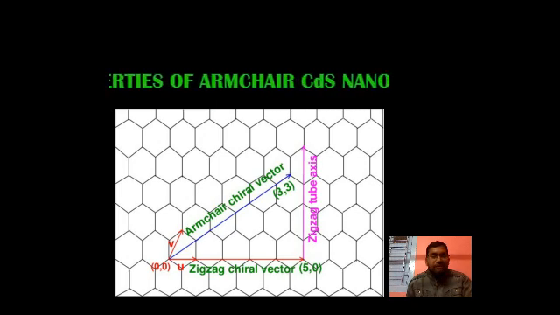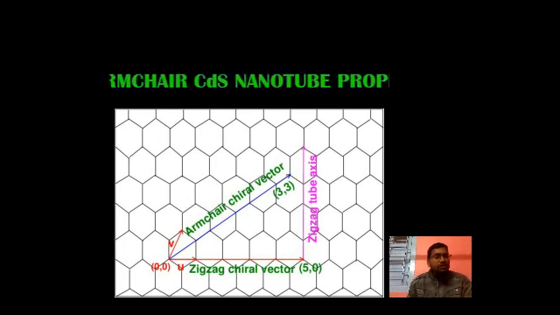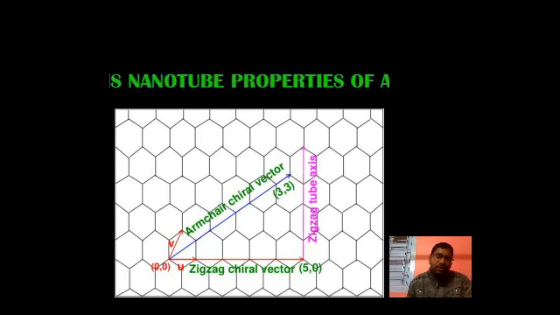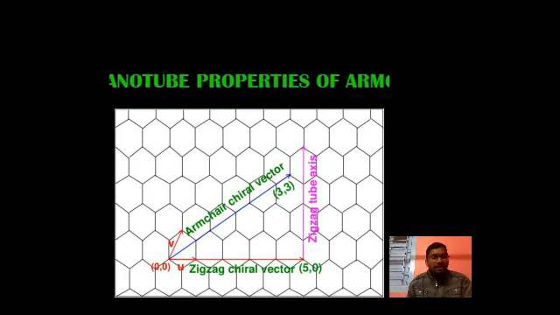this is the chiral vector. If U equals 5 and V equals 0, or V equals 0 in any case, it is known as a zigzag chiral vector, and if U and V are the same, then it is known as an armchair chiral vector. In the figure I have shown a (5,0) zigzag chiral vector and a (3,3) armchair chiral vector.